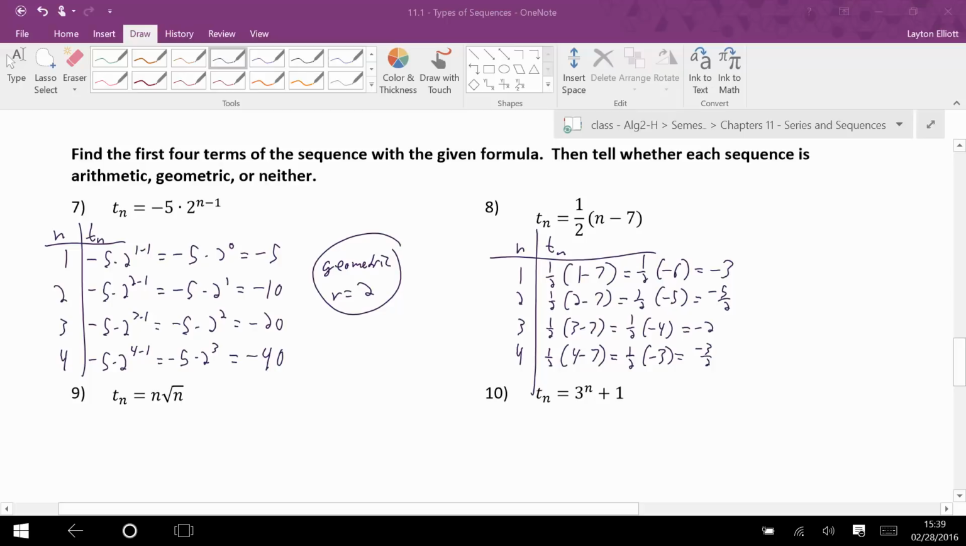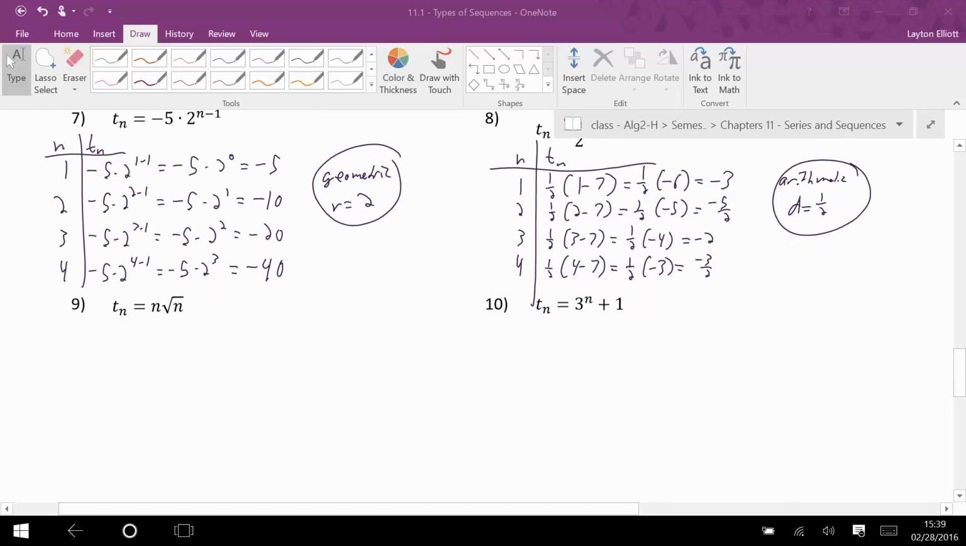Now, what's happening here is that to get from negative 3 to negative 5 halves, and then to negative 2, I'm adding 1/2 every time. So I can think about this as an arithmetic sequence with a common difference of 1/2.